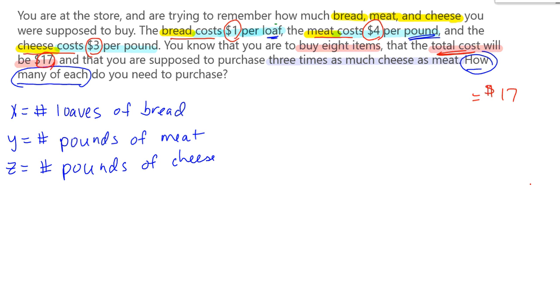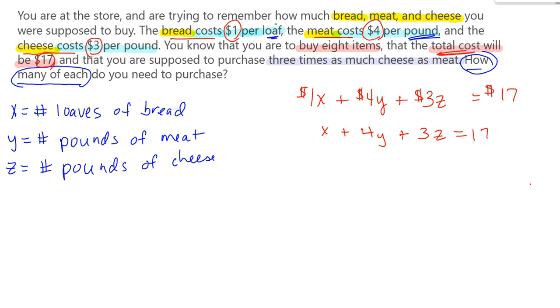Well, each loaf of bread costs $1, and you multiply that by the number of loaves of bread. The $4 for meat, you would take $4 and multiply it by Y, the number of pounds of meat. And then that leaves the $3 per pound for cheese times the number of pounds of cheese that you get, which is Z. If I add those all up, I'm supposed to get $17. So that produces this equation with 3 variables. Okay, one down. Now let's move on to the next little piece.